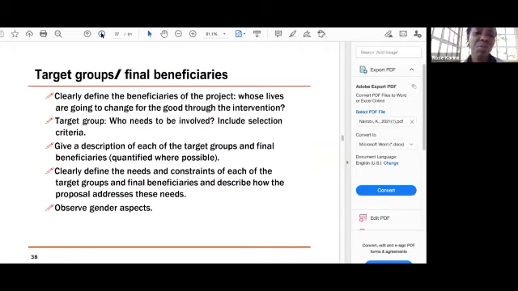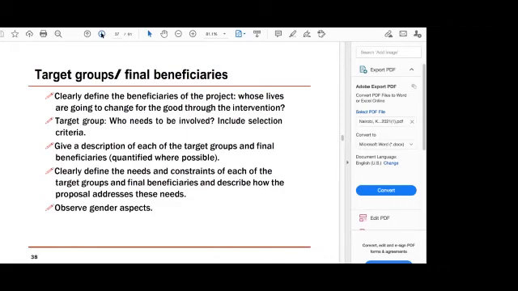Now, the target groups, or who are the final beneficiaries. It's important to define the beneficiaries of our project. Whose lives are going to change for the good through the intervention? For the target group, who needs to be involved? In our case, we have assumed we are cooperative. Then we need to describe each of the target groups and the final beneficiaries, that is the people whose lives are going to change. Then we clearly define their needs and constraints and how what we are proposing to do is going to address that.